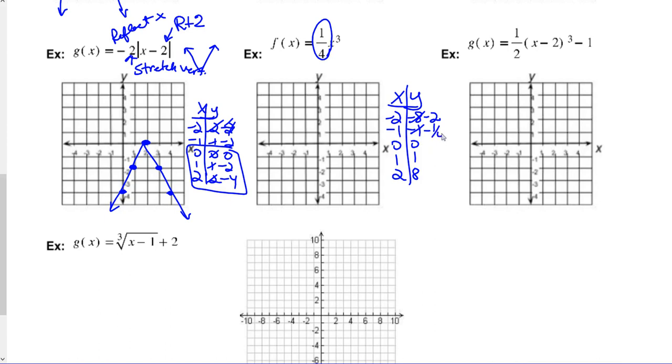1/4 of -1 is -1/4. 1/4 of 0 is 0. 1/4 of 1 is 1/4, and 1/4 of 8 is 2. So now I have these new points, -2, -2. Then I have -1, -1/4, which is about there. Then I have 0, 0, 1, 1/4, and then 2, 2 would be this guy right here.